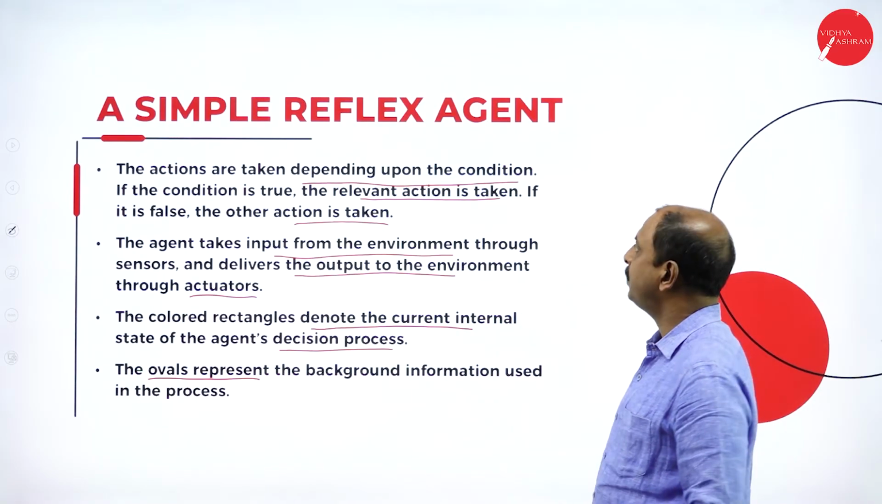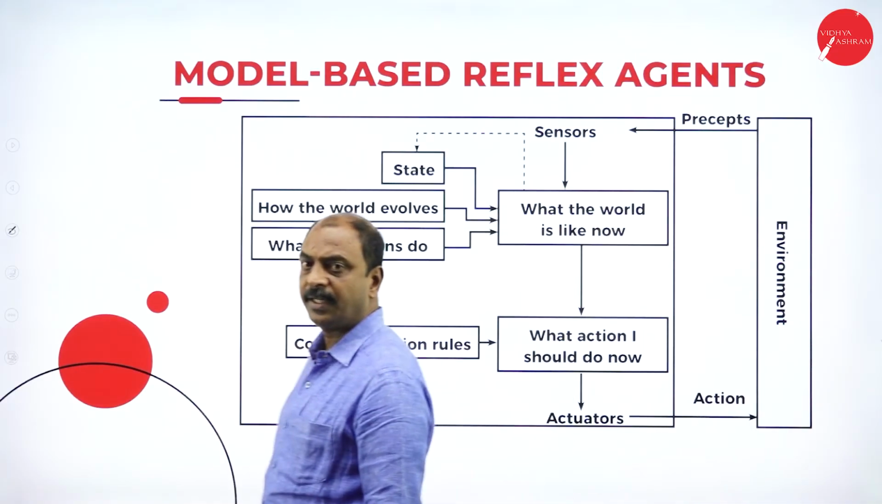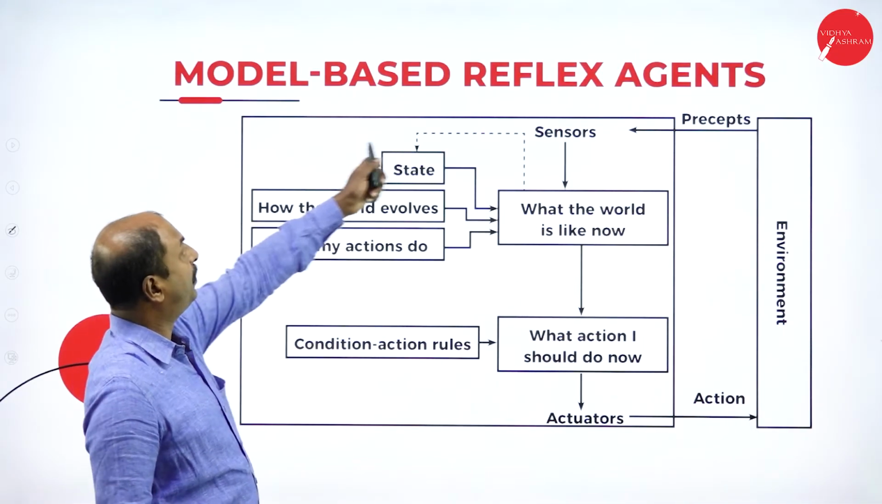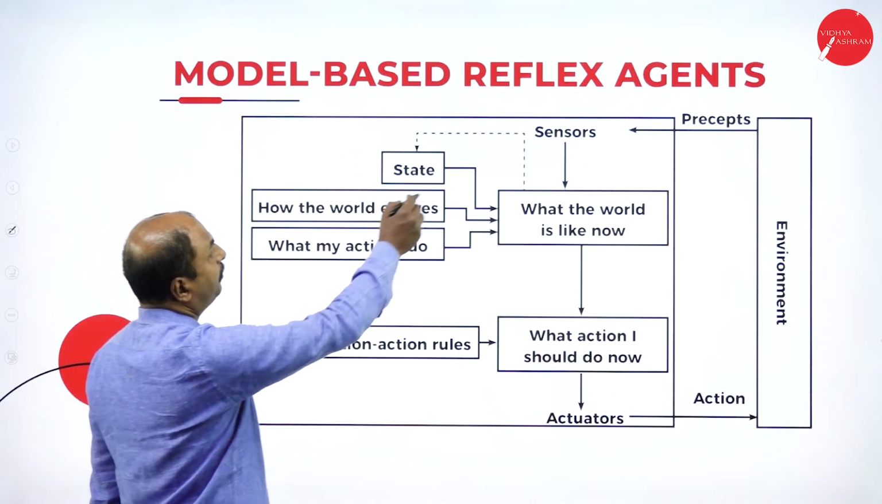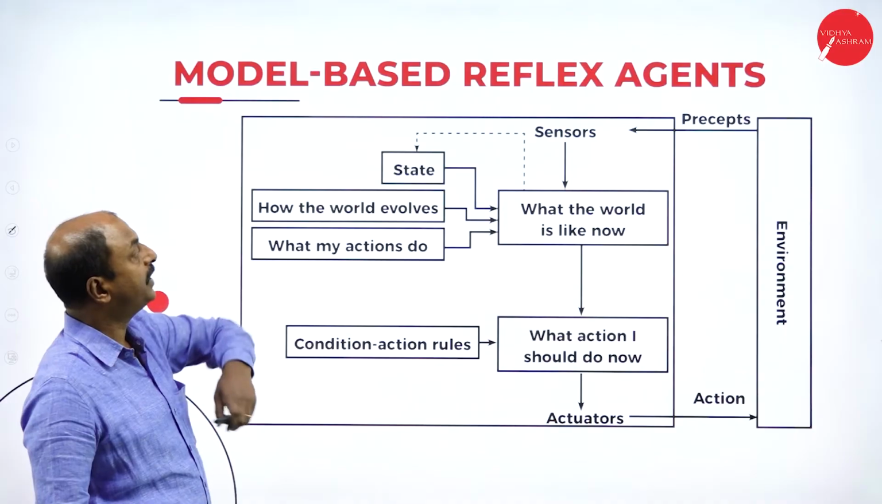This is simple reflex agent. Now let us move on to next slide. Here let us see another type of agent, that is model based reflex agent. Second type is model based reflex agent.